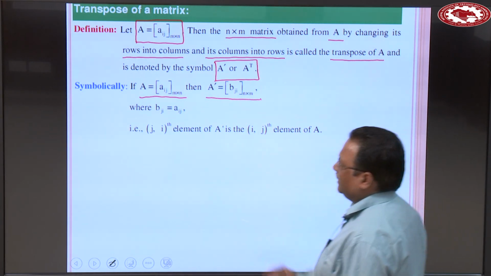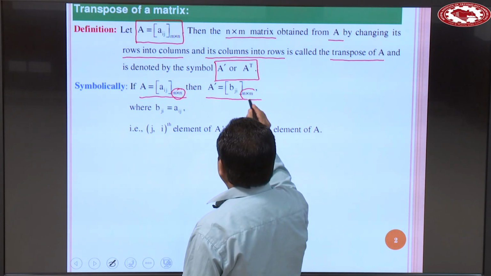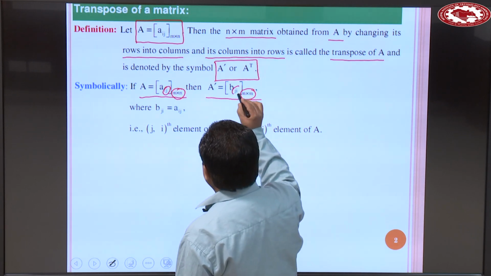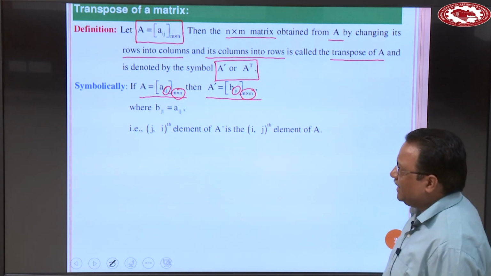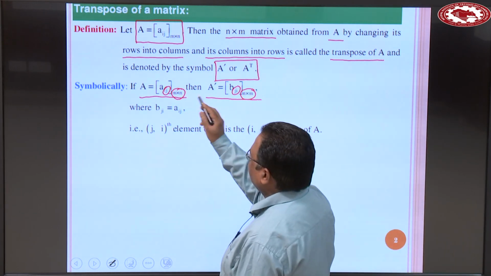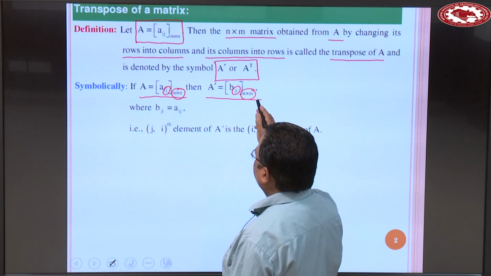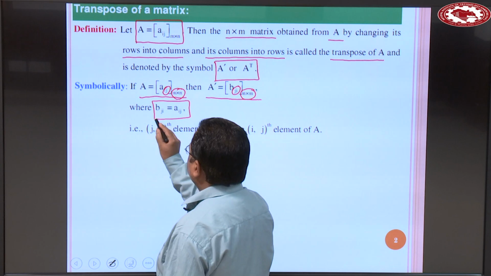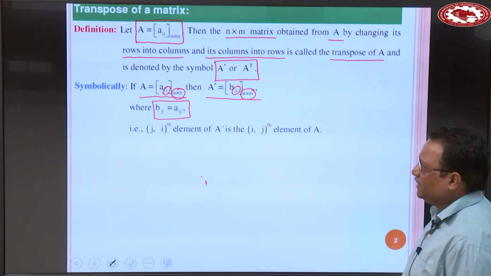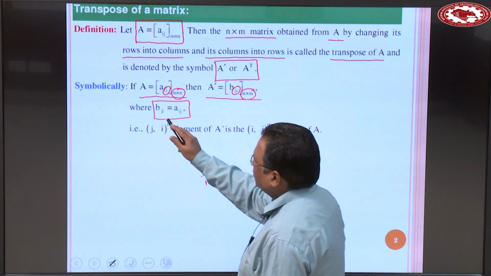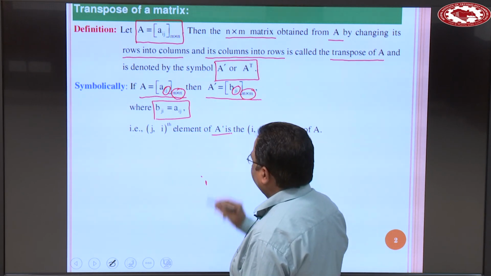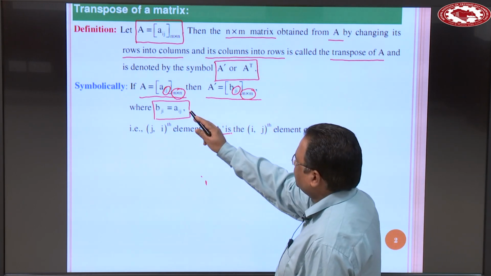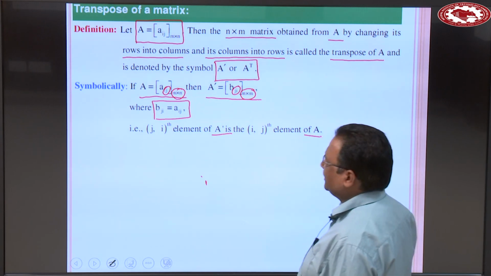Here we have m by n, here we have n by m; here ij, here ji. So if A is equal to Aij, m by n, then A dash is equal to Bji, n by m, where Bji is equal to Aij. This means the jith element of A dash is equal to the ijth element of A.